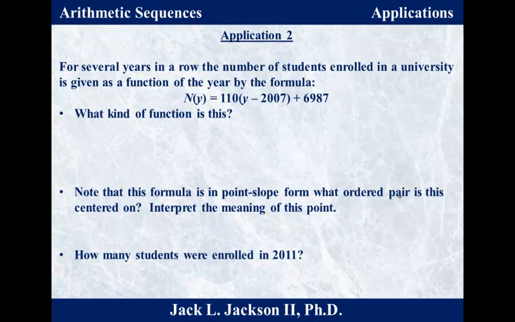What's the 6,987? So note this is a point slope form. What ordered pair is this centered on? And interpret the meaning of that point. And then figure out how many students were enrolled in 2011. Go ahead and do this one now.